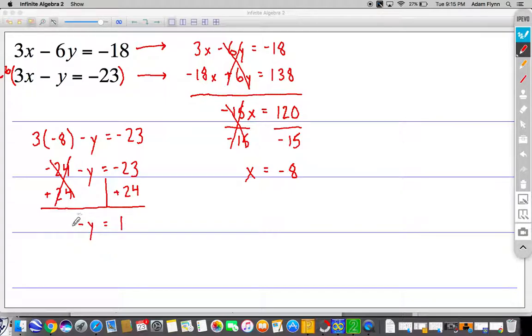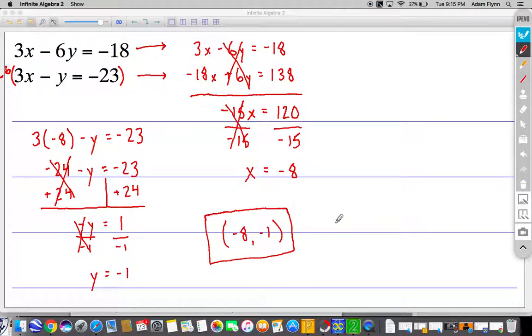So last step, since I've got negative y here and I want positive y, I'll divide both sides by negative 1. So my y becomes positive, and 1 divided by negative 1 will be negative 1. So I know these two lines cross at the point negative 8, negative 1. All right, moving on.